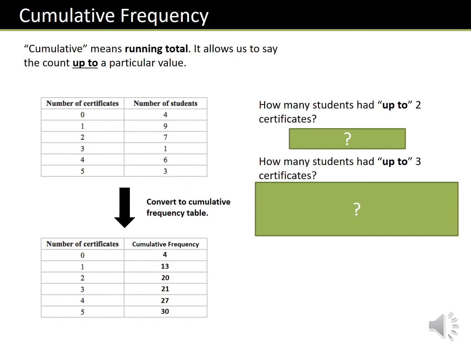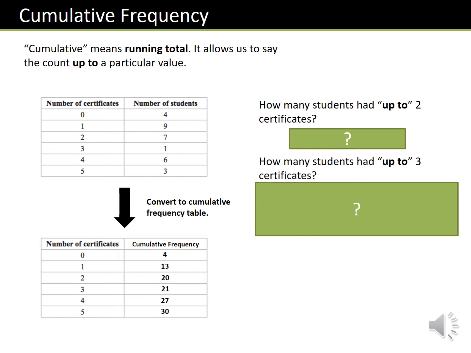Basically what we're doing is adding up the frequency column each time. We start off with 4, then 4 add 9, then 4 add 9 add 7, then 4 add 9 add 7 add 1, all the way up. And at the end we've got the total of all the students, which was 30.